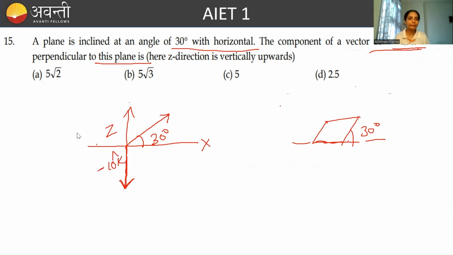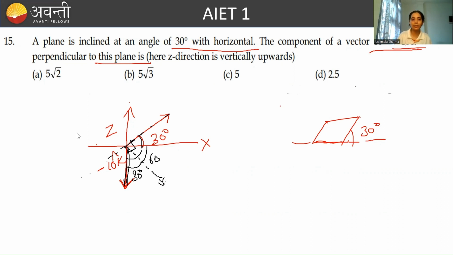Now, component of vector A perpendicular to this plane. So we have to calculate the component of this vector perpendicular to the plane. So the plane is this one. Perpendicular to this will be this one. So we have to calculate the component of this vector along this line. Okay? So this is perpendicular to the plane. If this angle is 30 degree, this will become how much? 60. Again, this is 90. This is 60. This will become how much? 30 degree.